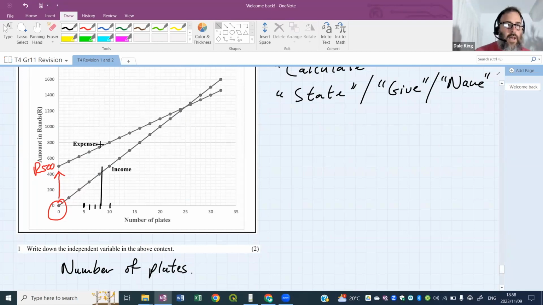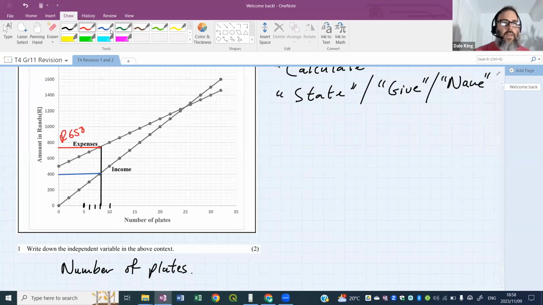And I'm going to draw a line up. You have to do this. You have to show on your graph what you're doing. And then for each of these, for income and expenses, you need to go across. So I'm going to do a blue line here for income and go across. And I'm going to do a red line here for expenses and go across. Okay. Like that. And I'm going to read the values off. So this is going to be about 650. And the blue one's going to be 400.